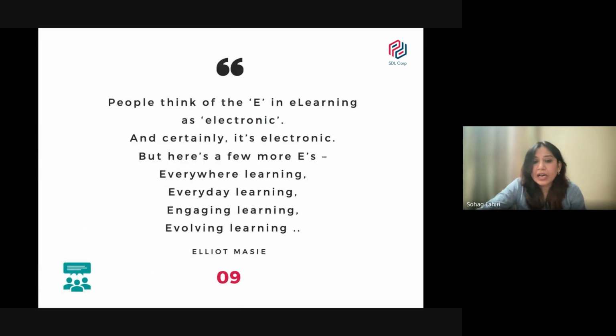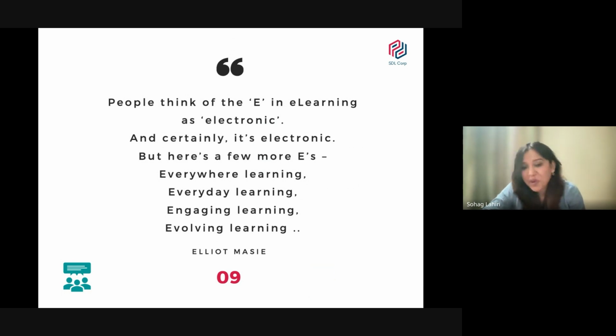This is a quote by Elliot Macy, and the reason I've put it here is because he's the person who actually came up with the term e-learning. People think of the E in e-learning as electronic. It is, but it is also everywhere learning, because you can access it everywhere on digital devices, hopefully every day, because you're not stopping. Learning is continuous. We all know that.